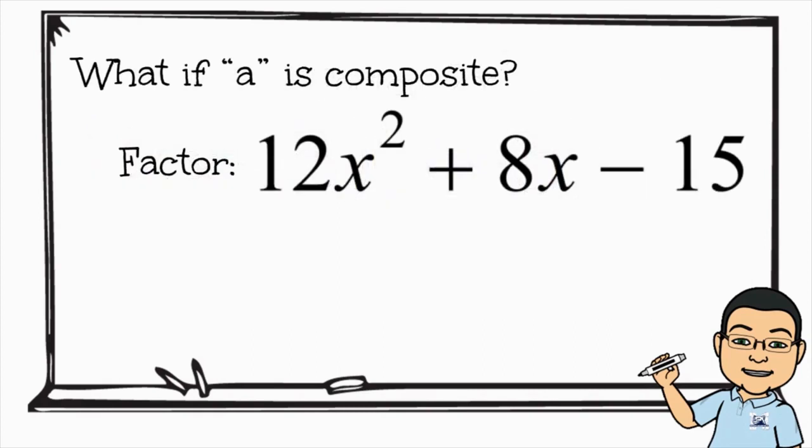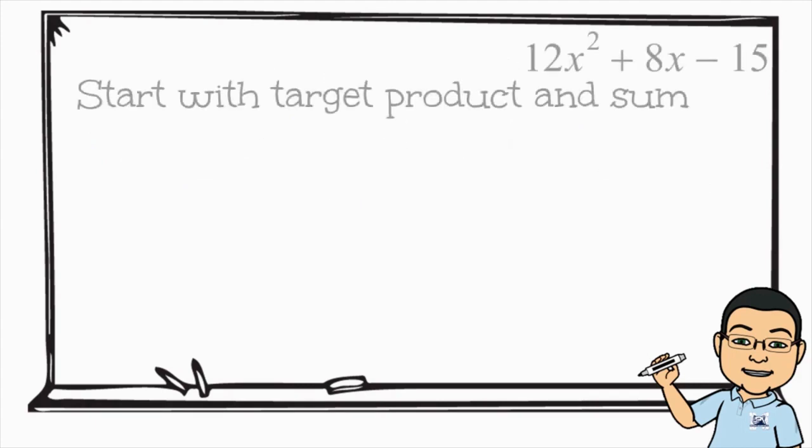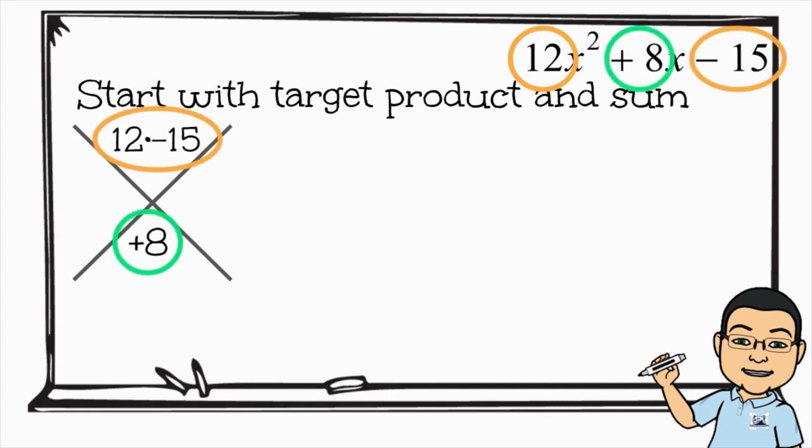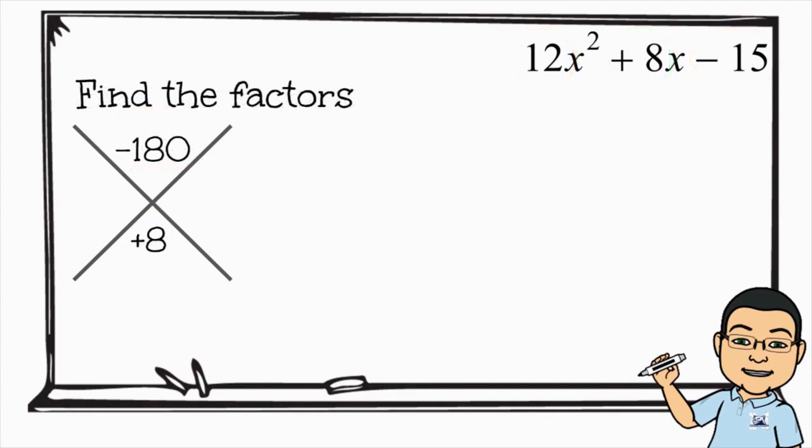Now, what if a is a composite number where there's multiple combinations, right? 2x and x was relatively straightforward, but what about this one here, 12x squared plus 8x minus 15? Well, we want to start in the same place, right? Still find our target product and our sum, so take the 12 times the negative 15, to make that add up to 8. 12 times negative 15 is negative 180. So what multiplies to negative 180 adds to 8. Got to be negative 10 and 18.